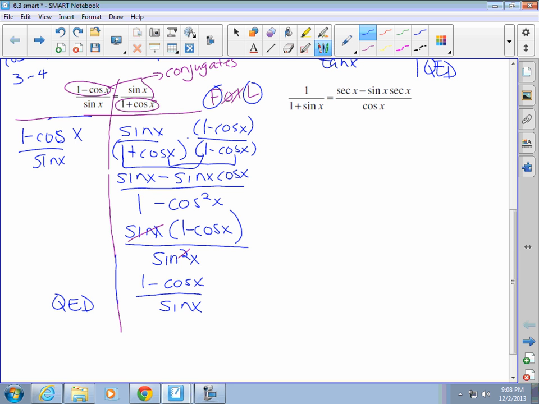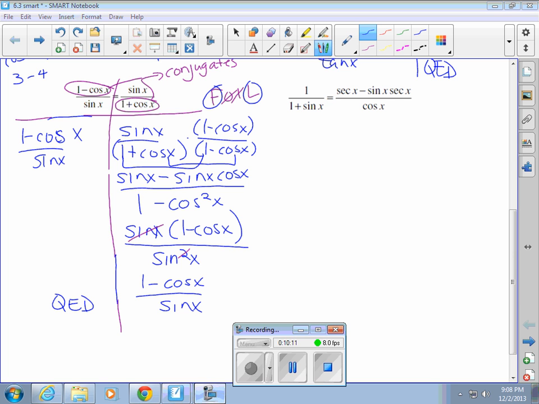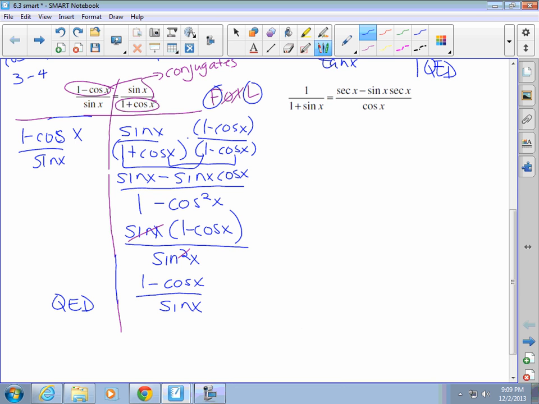Okay, this last one's a little bit longer. I have 1 over (1 plus sine x) is equal to (secant x minus sine x secant x) all over cos x. So a few more steps to this one. I'm just going to pause for a second. Sorry, I was just going into a little coughing fit there. Okay.